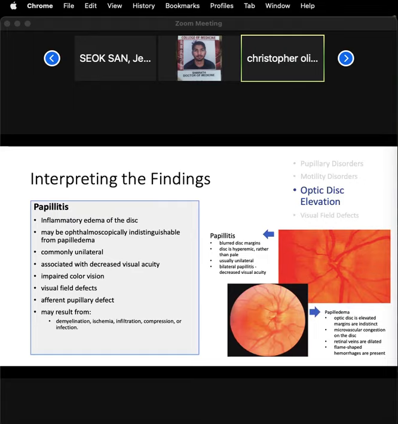Okay, papillitis, inflammatory edema of the disc. Looks like papilledema din. Ophthalmoscopically indistinguishable from papilledema. But this one is commonly unilateral. Tapos, yung papilledema, initially hindi siya affecting the visual acuity. Papillitis is associated with decreased visual acuity, impaired color vision, and visual field defects. There is an RAPD. So this condition may result from ischemia, infiltration, compression, demyelination.